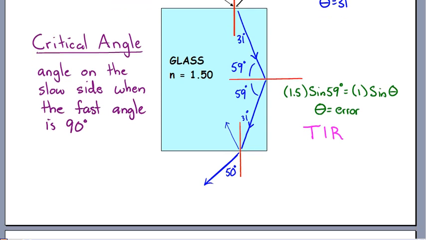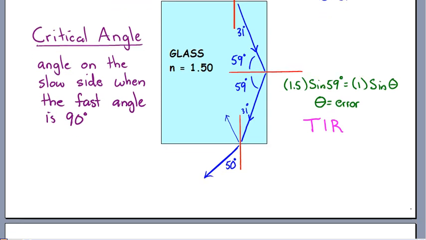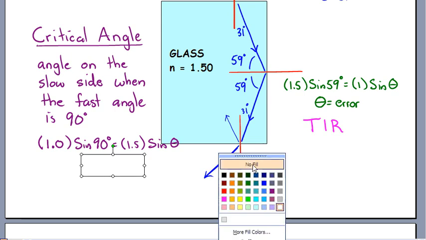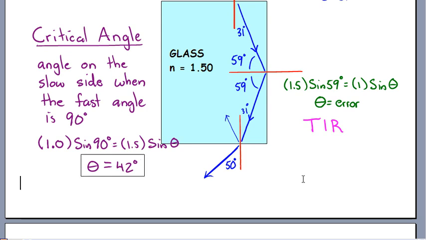So in this particular story, if you wanted to find the critical angle, you could. The fast side is the air with an index of 1. Let's put a 90-degree angle there. And then on the slow side, we have our 1.5 sine of theta. When you do that, you'll find that the critical angle is around 42 degrees. So that's the first angle where you're going to get total inside reflection. And 59 is much bigger than 42, so that's why when we had the 59, we were definitely seeing TIR.